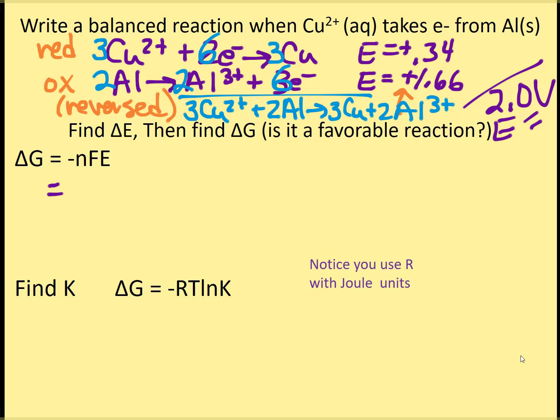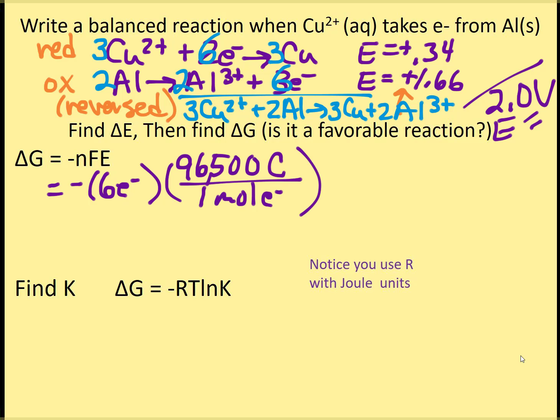So I do need to put in my N. So that's why it's important to look at that equation and figure out how many electrons are exchanged, because I do have 6 electrons that are exchanged. And then for my Faraday constant, I have 96,500 coulombs per 1 mole of electrons. And then my E is in volts.